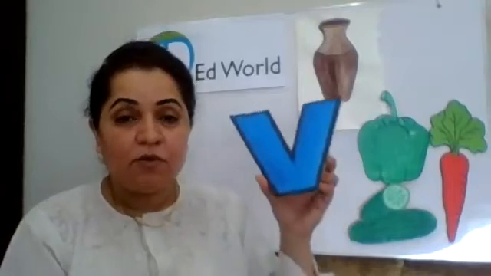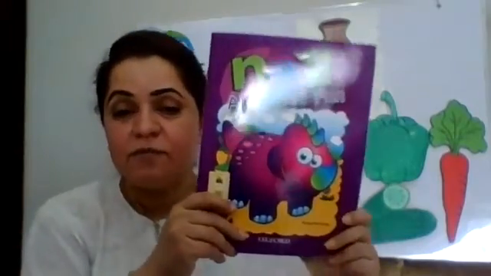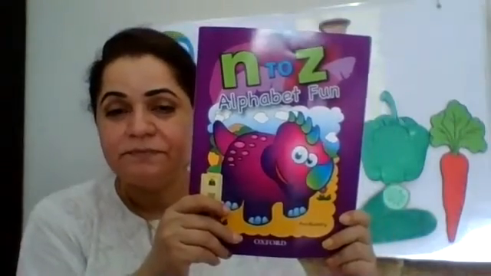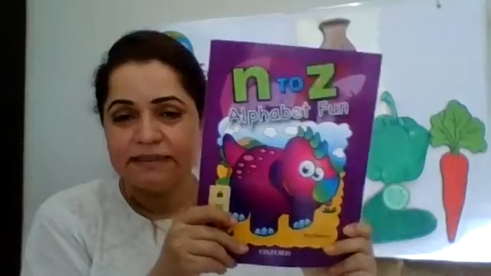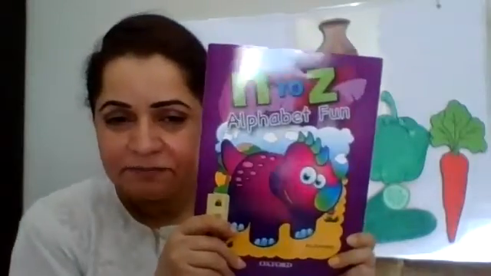Okay. So now we are going to trace our alphabet, that is V. For that, we will be needing our book, this one, N to Z, Alphabet Fun. We'll be needing this book. Yes, acute, magenta, purple, dino. And we are going to come up on page number 28. Yes, please come up on page number 28.